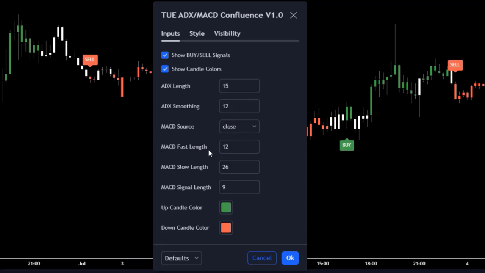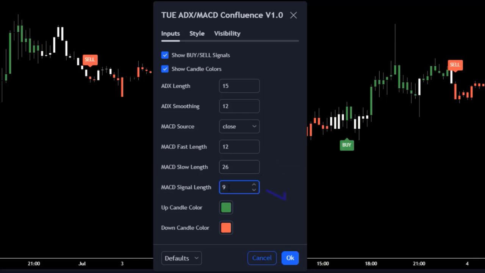Next, let's discuss the MACD fast length parameter. This parameter determines the number of periods used to calculate the fast line of the MACD. Increasing the value smoothens the line, while decreasing it enhances its sensitivity to immediate price changes. For our strategy, the default value of 12 works well, so we'll keep it unchanged. Moving on to the MACD slow length parameter. It determines the number of periods for the slow line of the MACD, impacting its responsiveness to longer-term trends. We'll keep the default value of 26 unchanged as it works well for our strategy.